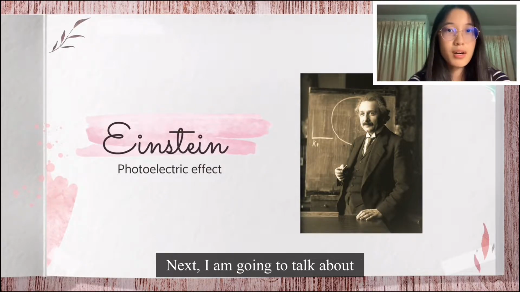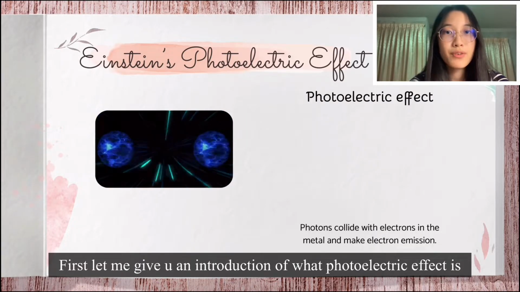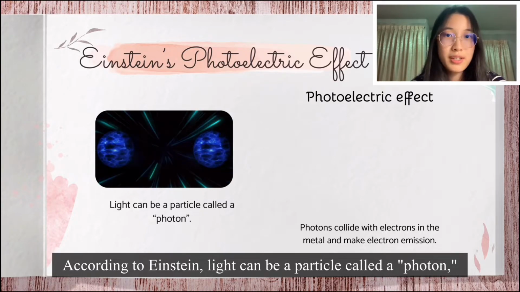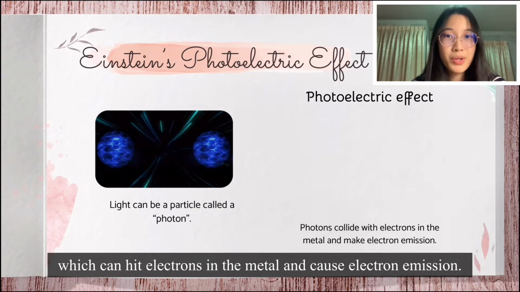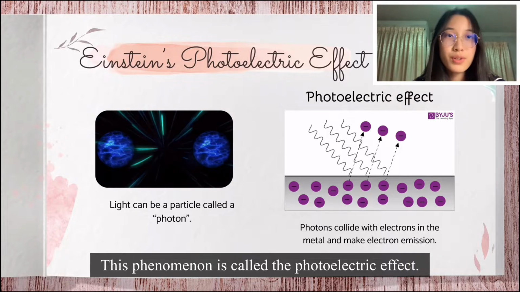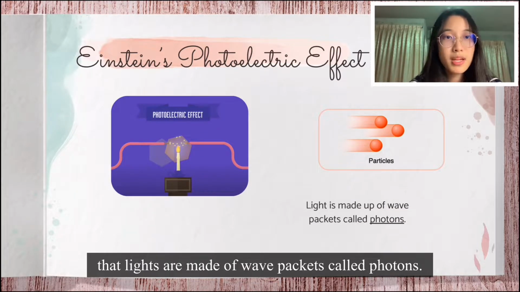Next, I'm going to talk about Einstein's explanation of the photoelectric effect. First, let me give you an introduction of what the photoelectric effect is. According to Einstein, light can be a particle called a photon, which can hit an electron in the metal and cause electron emission. And this phenomenon is called the photoelectric effect. He came to the conclusion that light is made up of wave packets called photons.